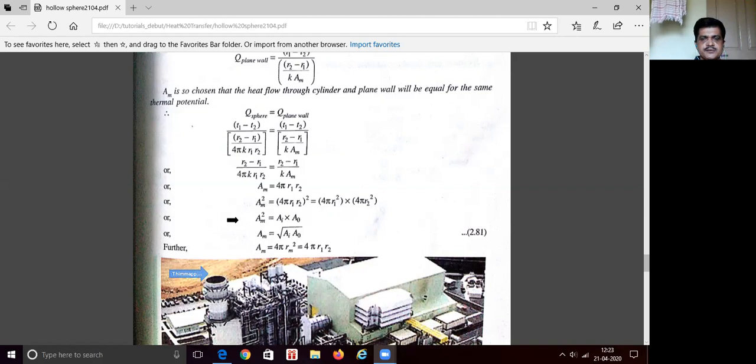A m is root of A into A naught, and this A suffix m is called the logarithmic mean, that is 4 pi Rm square. A m is equal to 4 pi Rm square, or Rm is the logarithmic mean radius. This I will explain in the class. Okay, the last part is the same equation. Now, the last part of this is heat conduction through a composite sphere.